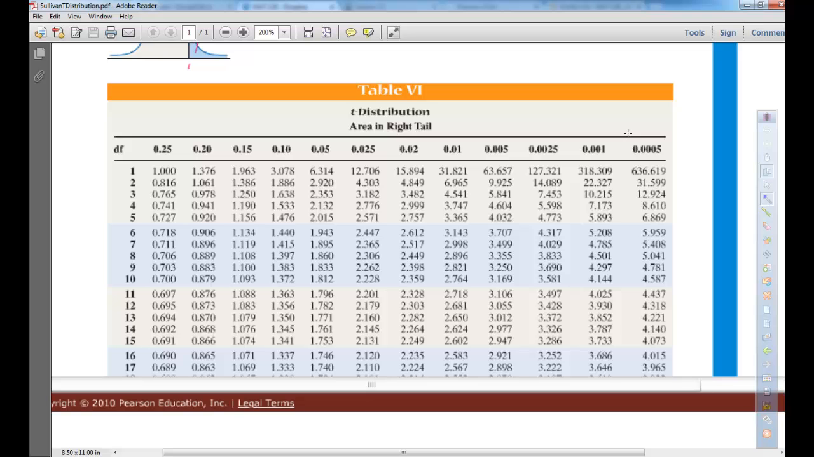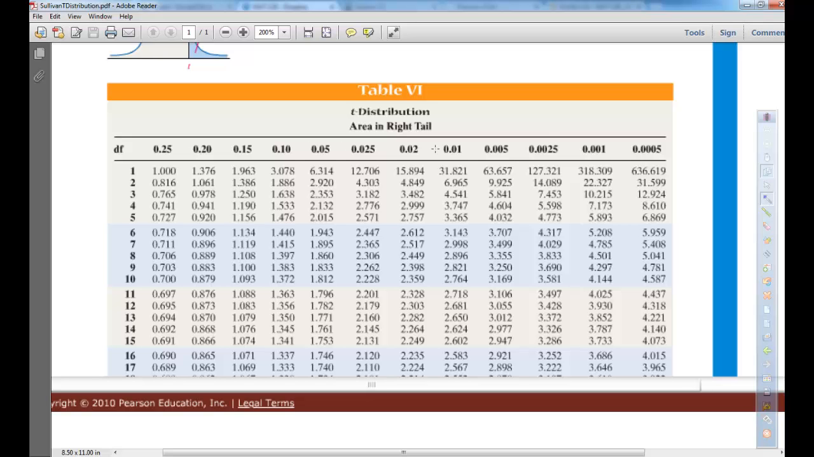All right? This is the t-distribution. And this is really important if you're using the table. For the mean, the degrees of freedom is n minus 1. Okay? So when you look at a t-distribution table, on the leftmost column, we have degrees of freedom over here. And then across the top, we've got the area in the tail.